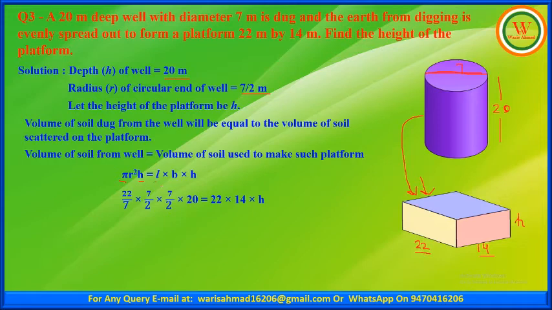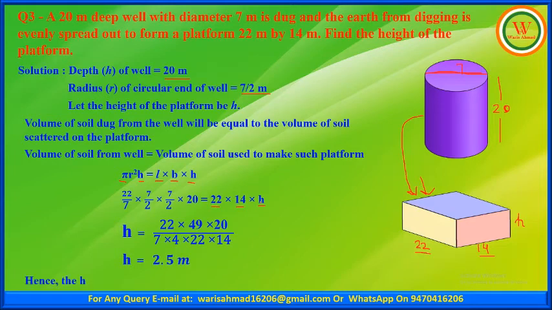Now length, breadth and height of this platform can be like this. Length will be 22 meter, breadth will be 14, while the height we have to calculate. So finally we can write h equals to 22 into 49 into 20 upon 7 into 4 into 22 into 14. And finally after solving this one we can have 2.5 meter. So we can say hence the height of the platform will be 2.5 meter. So this is the final solution of this question.